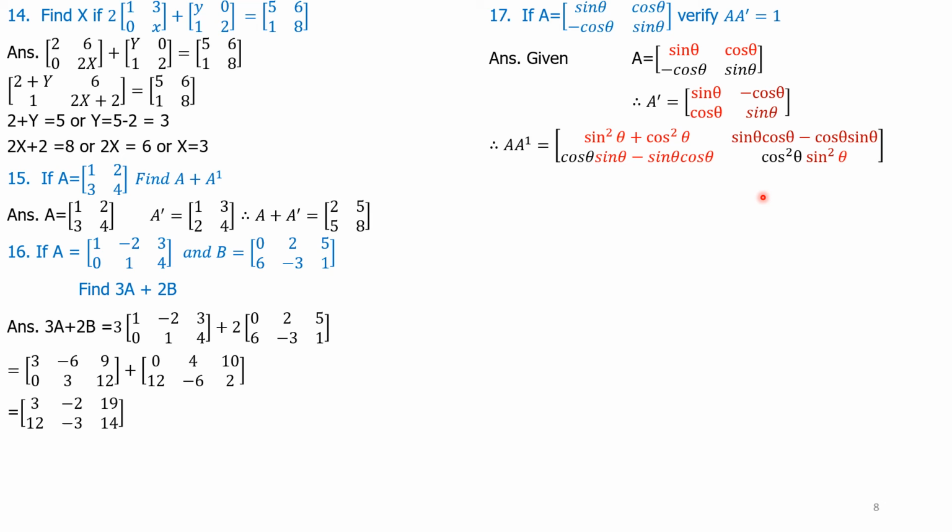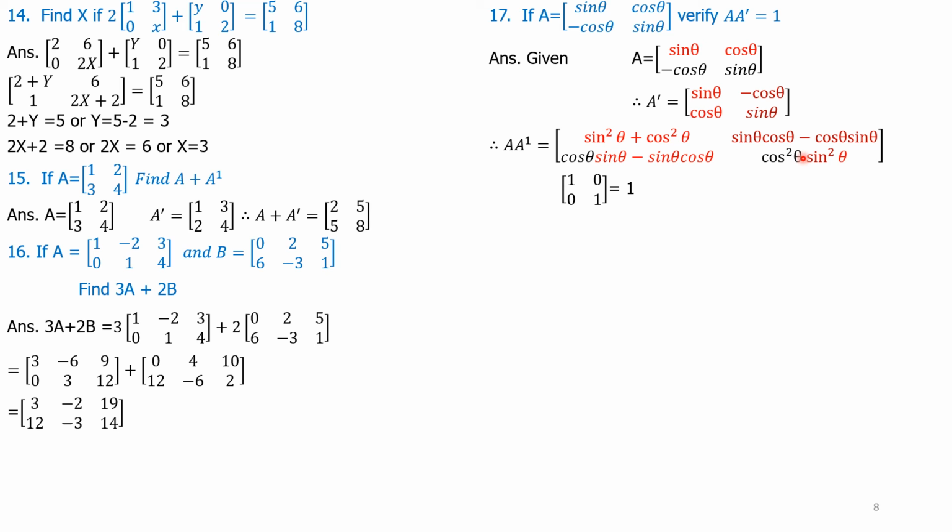Now we have to verify the values. We know from our trigonometric knowledge sin squared theta plus cos squared theta is equal to 1. This sin theta cos theta gets cancelled with cos theta sin theta. And similarly, this cos theta sin theta gets cancelled with minus of sin theta cos theta. Here we have cos squared theta plus sin squared theta. Its value is 1. Therefore, it is written as 1, 0, 0, 1.